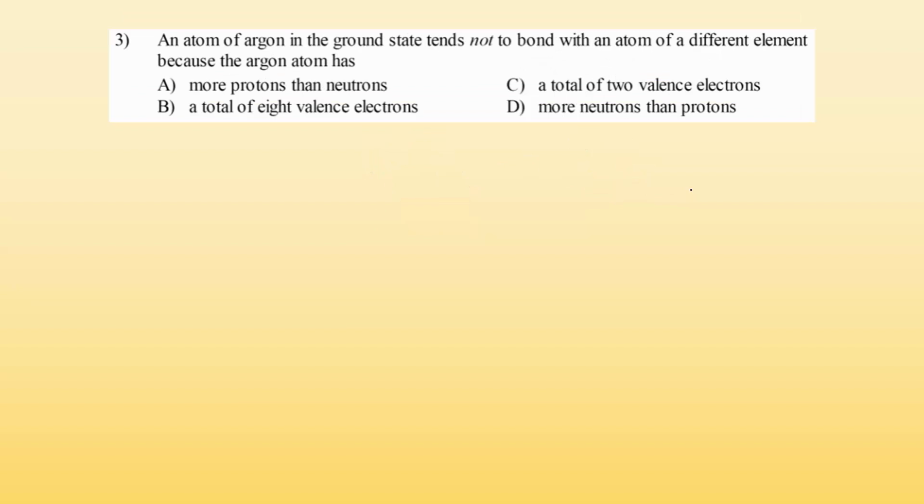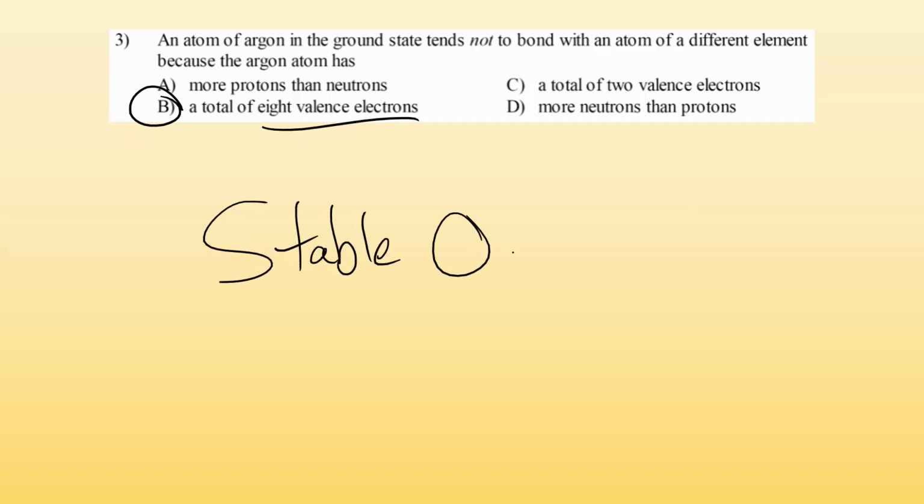3. An atom of argon in the ground state tends not to bind with an atom of a different element because the argon atom has what? And it is choice B, a total of 8 valence electrons. Remember, that is the stable octet. That is why the noble gases are so noble. They don't react with anything. They have 8 valence electrons.